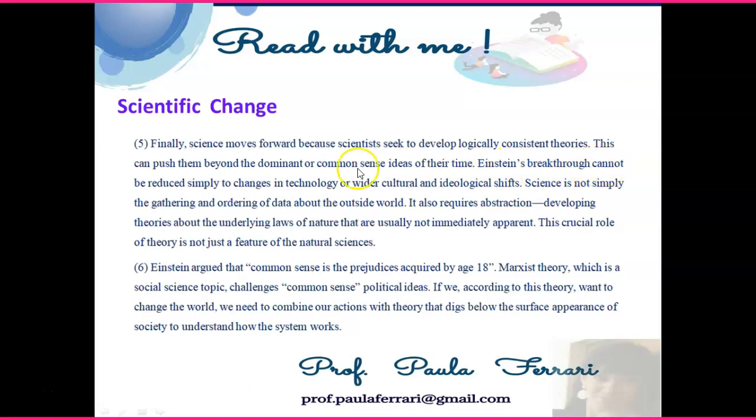Einstein's breakthrough cannot be reduced simply to changes in technology or wider cultural and ideological shifts. Science is not simply the gathering and ordering of data about the outside world. It also requires abstraction, developing theories about the underlying laws of nature that are usually not immediately apparent.